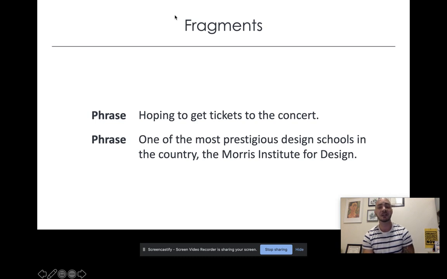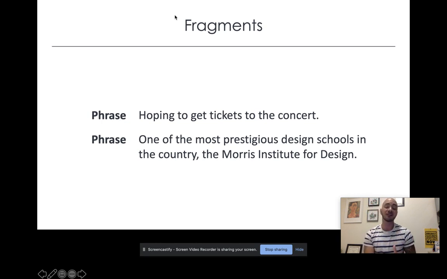Here are some examples that come from your Foundations of English textbook. Hoping to get tickets to the concert. This is just a phrase. It doesn't tell us who is hoping to get tickets to that concert. Another example, one of the most prestigious design schools in the country, the Morris Institute for Design. Well, in this case, we have a subject, the Morris Institute of Design, but the subject isn't doing anything, right? There's no action in this sentence.